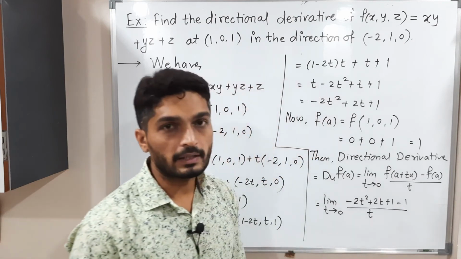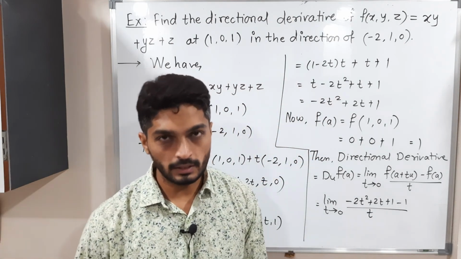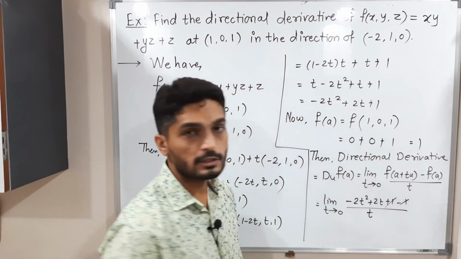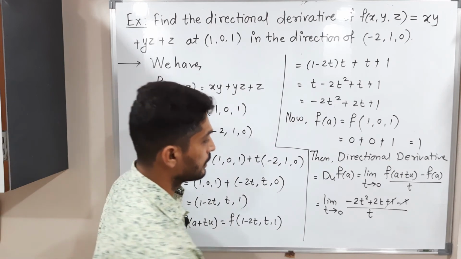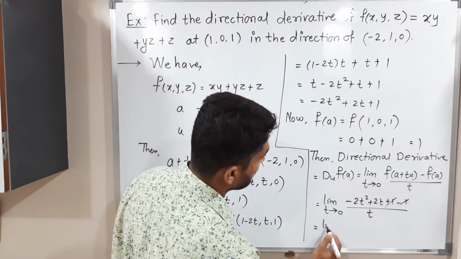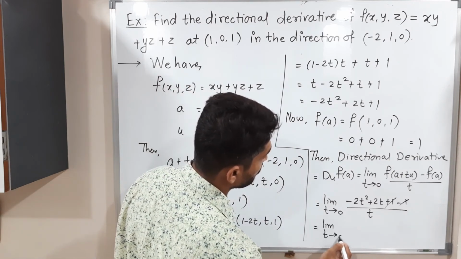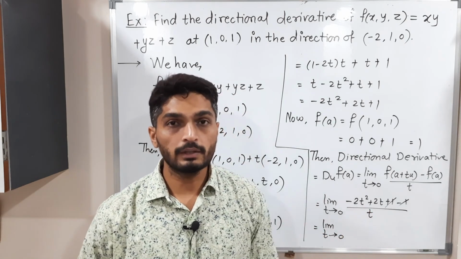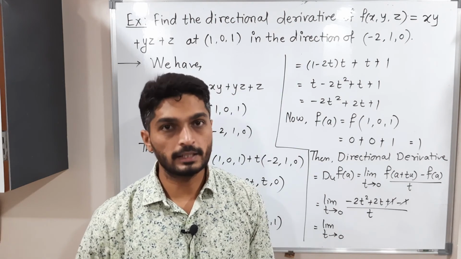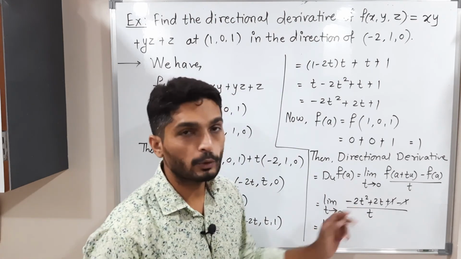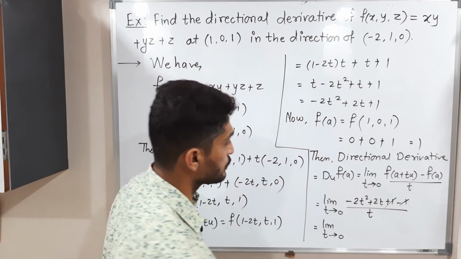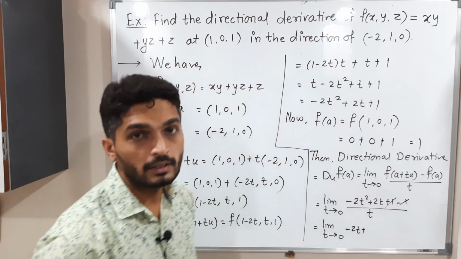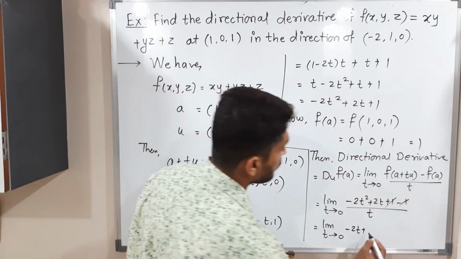Tell me, can we cancel anything here? Yes, definitely. This plus 1 and minus 1 will cancel each other. So we will have limit t tends to 0 of minus 2t square plus 2t, divided by t. We divide separately: minus 2t square upon t, one t cancels, so we have minus 2t. Plus, if you divide 2t by t, t cancels and simply we have 2.